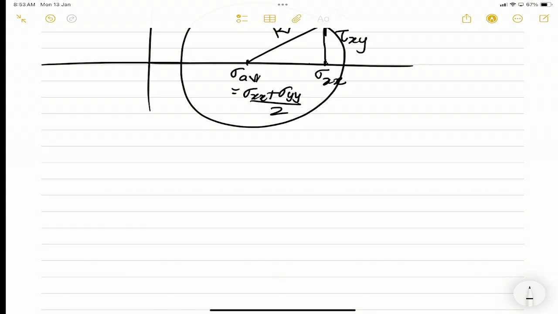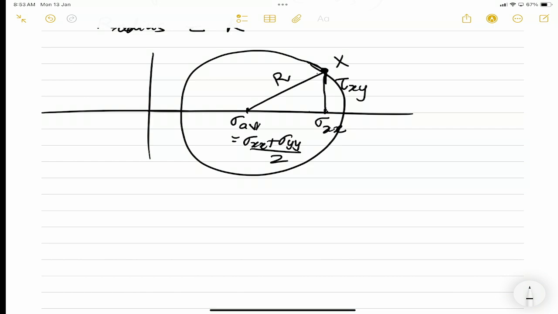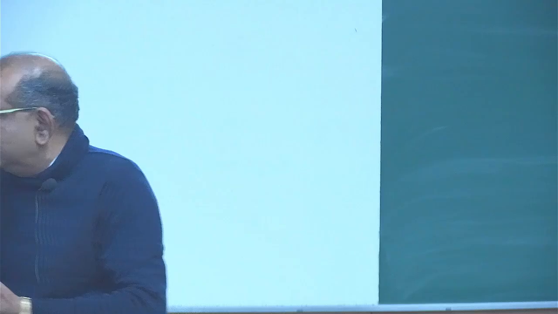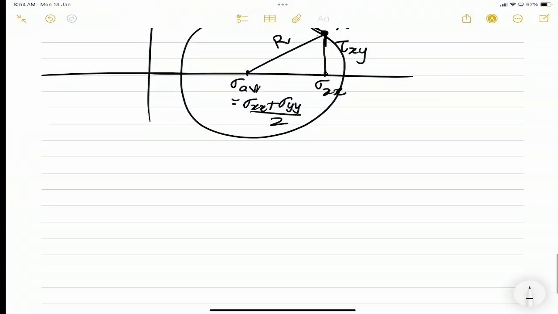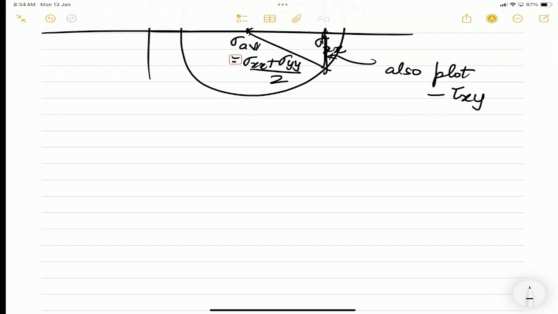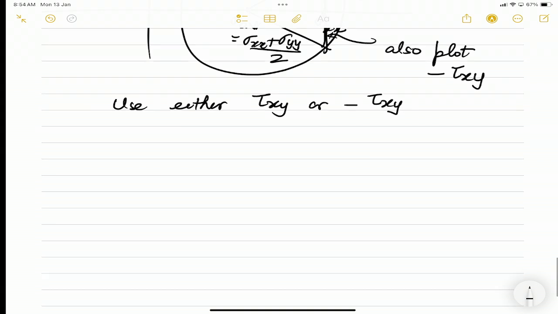Okay. So here, does everyone understand this circle? This circle represents how to find sigma x prime with respect to this thing. So now, there are certain things which happen here. Instead of tau xy, we can also plot minus tau xy, and this will still represent the same point.